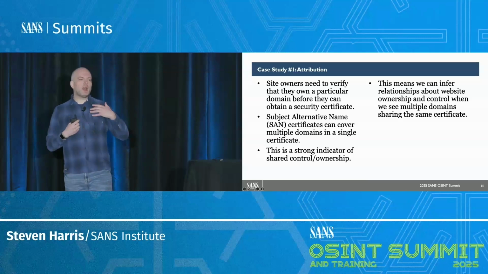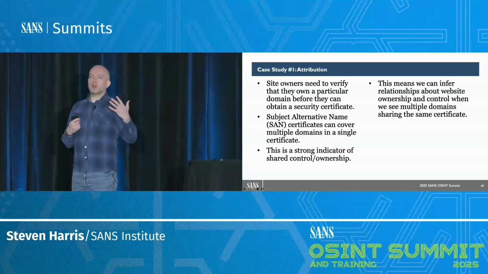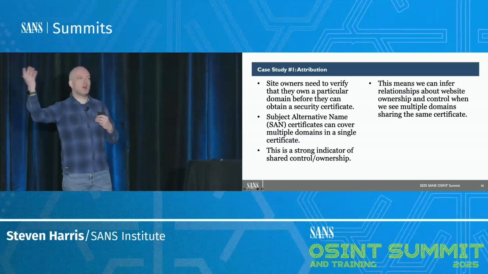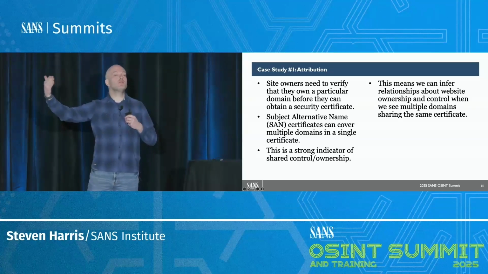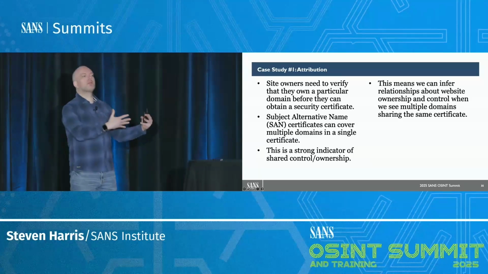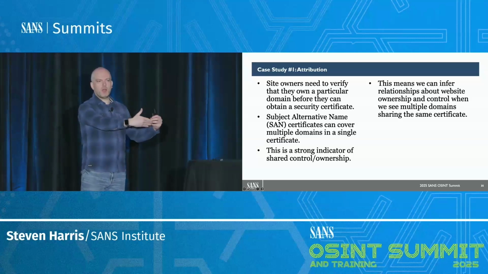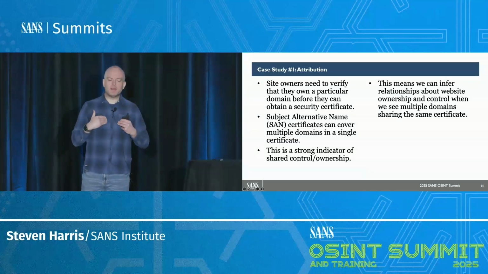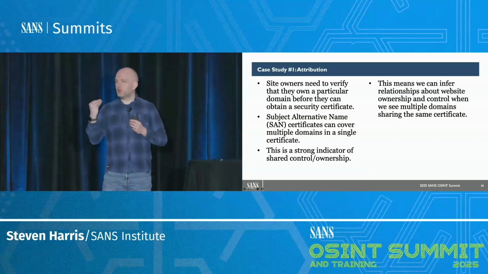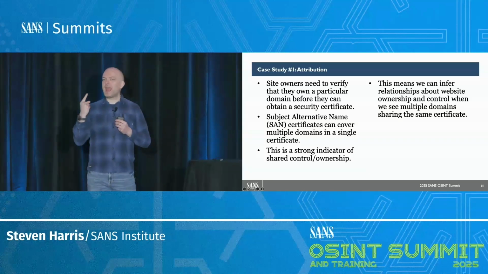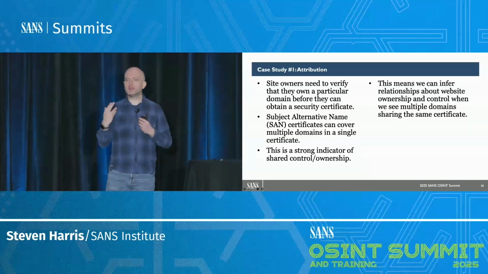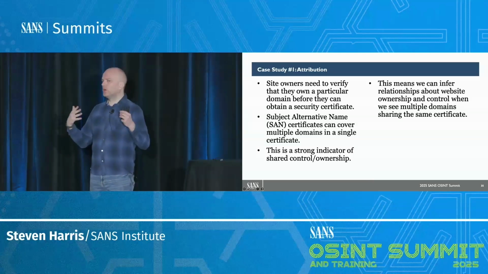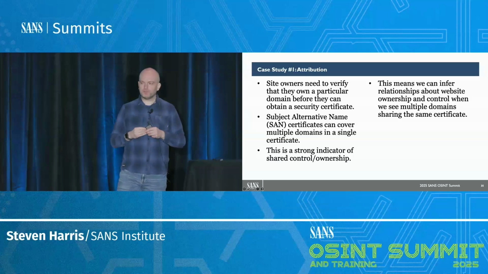If I wanted to imitate gmail.com, for example, I can't just go and get a security certificate for gmail.com. I have to prove, usually through some kind of cryptographic test, that I actually own that domain. So if someone obtains a security certificate for a domain, they have to have proved that they own it. So very strong attribution. There's a very strong connection. Not anyone can just obtain a security certificate.